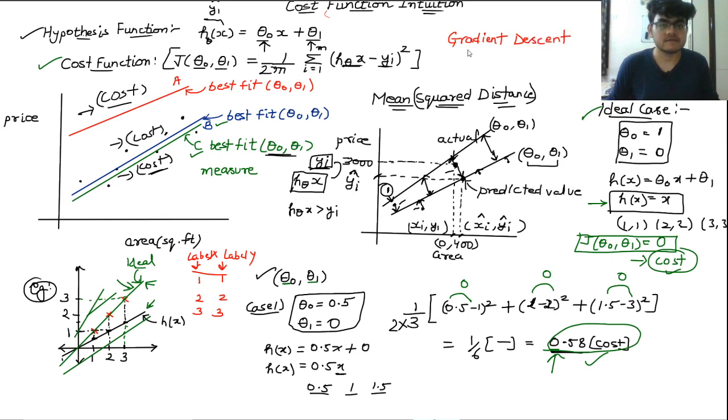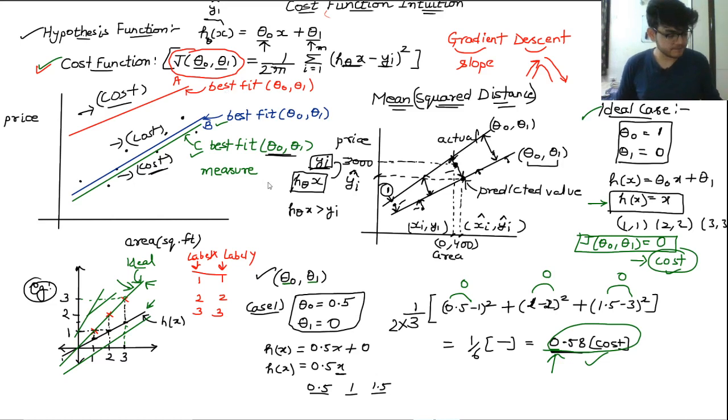Now, if you try to understand this term, gradient means slope and descent means going down. So if you have a hill like this, descent means going down, ascent means going up. Now what we are going to do is try to plot this cost function on a graph. Now see, this cost function is not a simple function. It is taking two parameters.